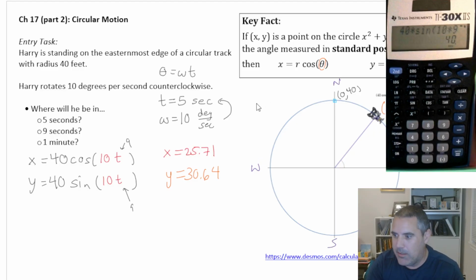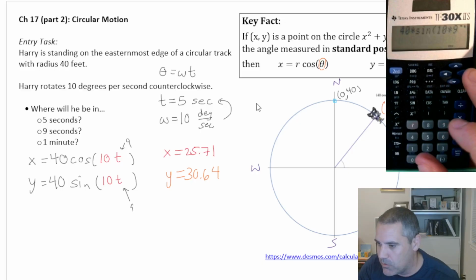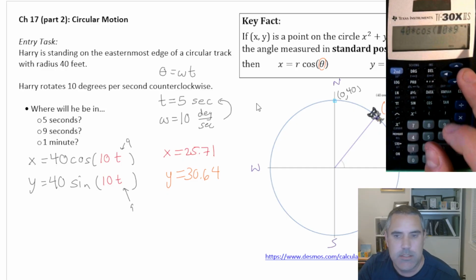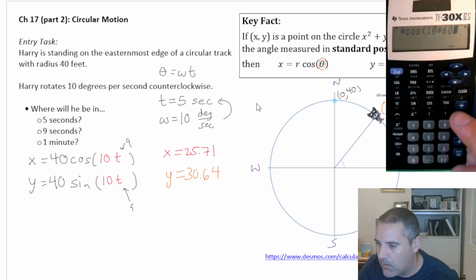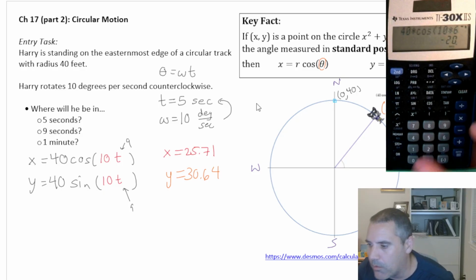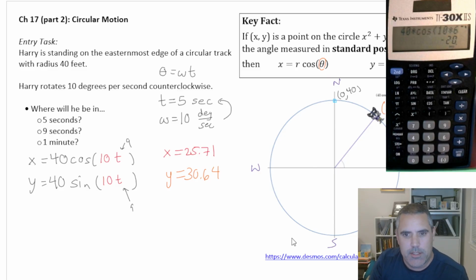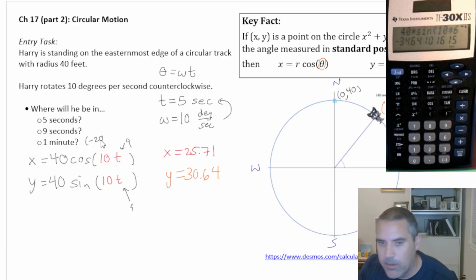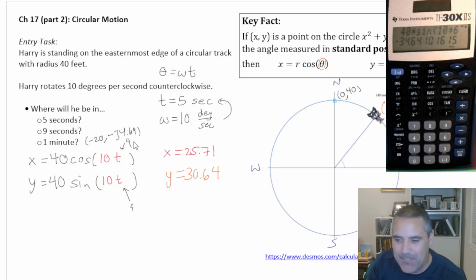Okay, where will I be in 1 minute? Okay, I need to do 60 seconds. Tricky. Okay, cosine, 60 seconds. And I don't have to think about what quadrant I'm in. I got -20. It's weird that it came out to be exact. Let's see, 60 seconds. Oh, that might be evenly divisible in a nice way. Nope. This is negative 34.64. Okay, let's watch the visual of that.